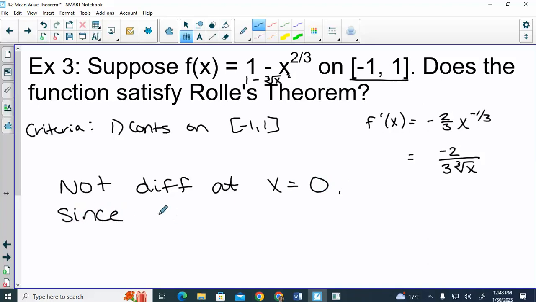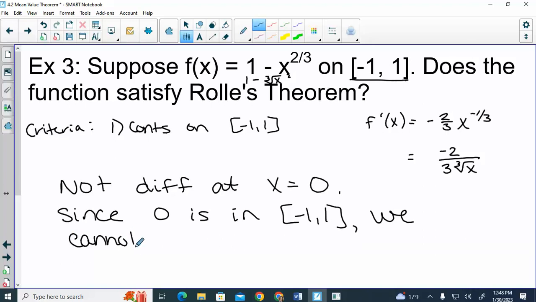Since 0 is in the interval -1 to 1, we cannot use Rolle's theorem. Now, if my interval had been 1 to 2, would we have been good? Yeah, because from 1 to 2, the derivative would exist, but we could not do it at 0. All right.